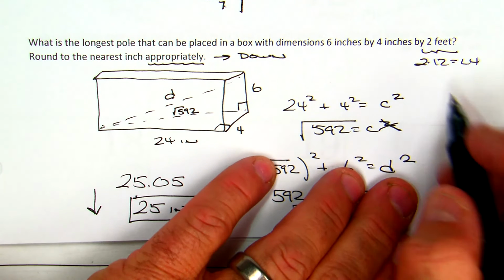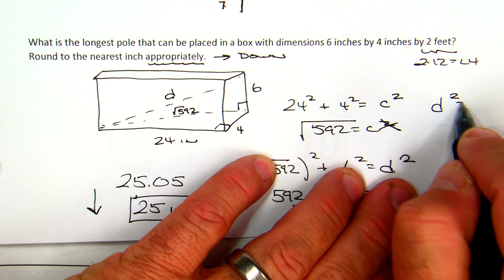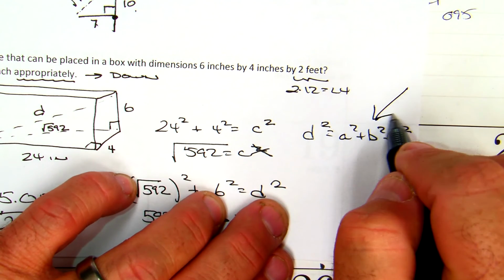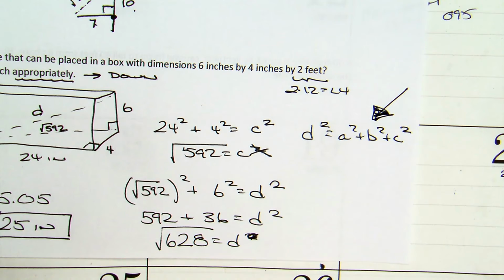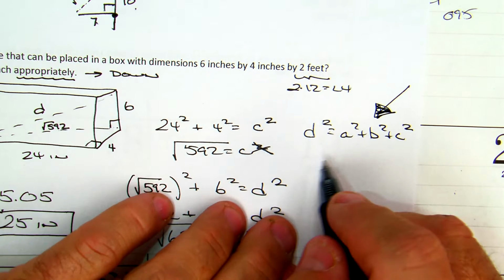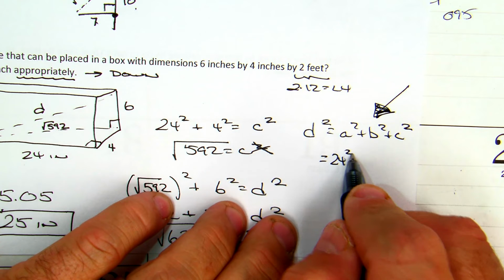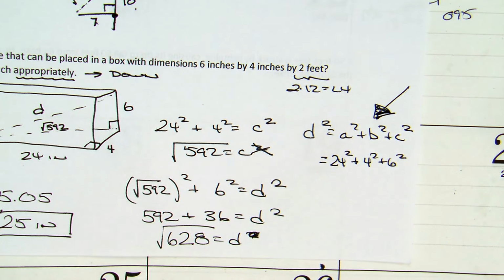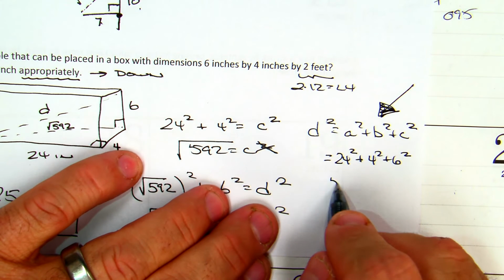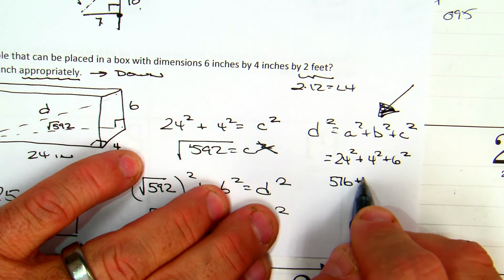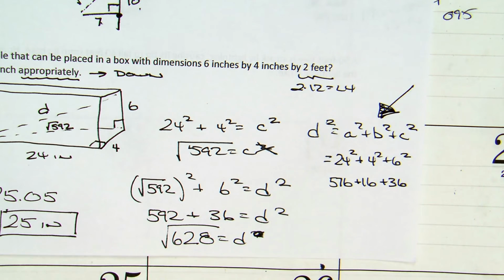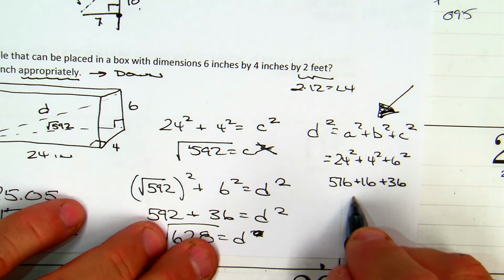Now, if we try this, d squared equals a squared plus b squared plus c squared. Alright, so this is what we're going to call the 3D Pythagorean theorem formula. You can make these dimensions anything you want. 24 squared plus 4 squared plus 6 squared. 24 squared is 576. 4 squared is 16. 6 squared is 36. If I add them up, I get 628.